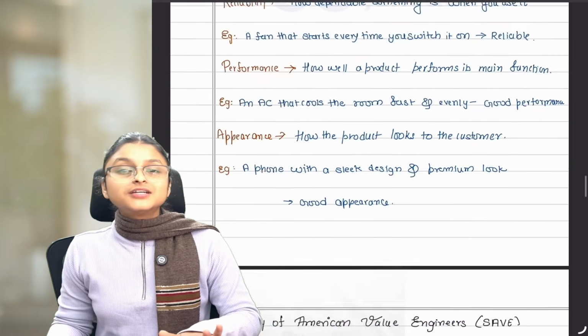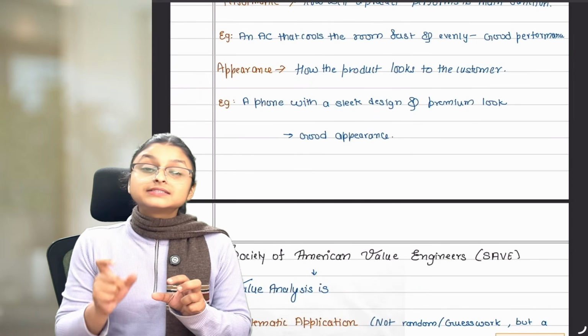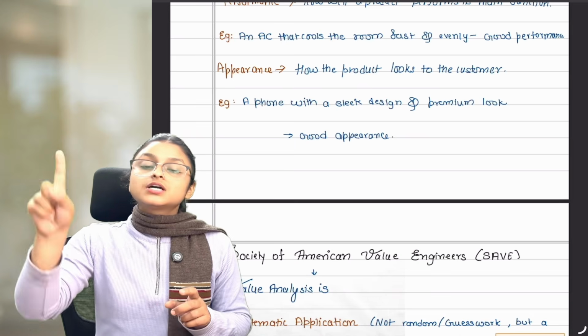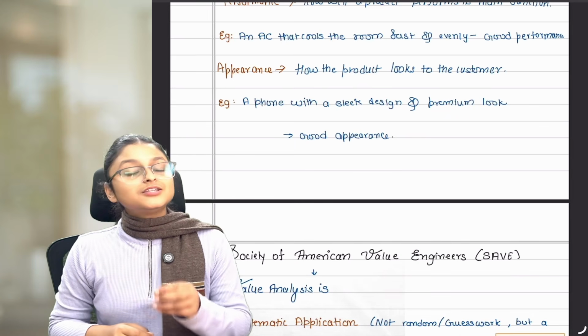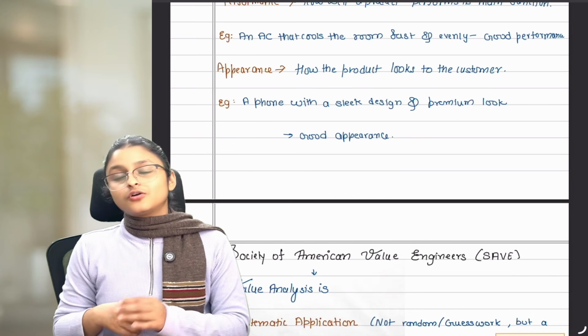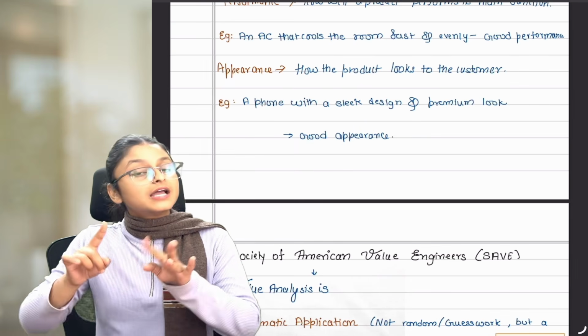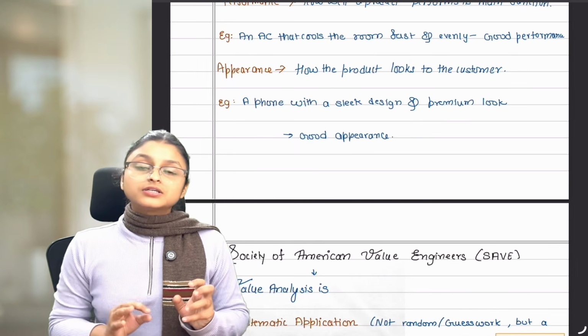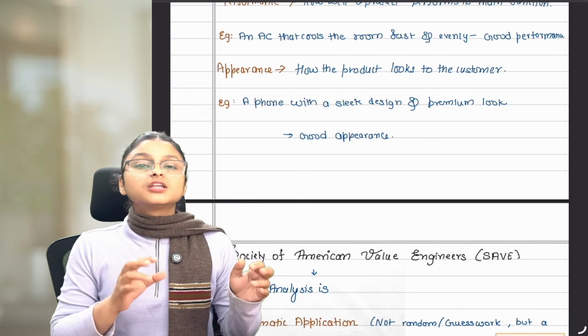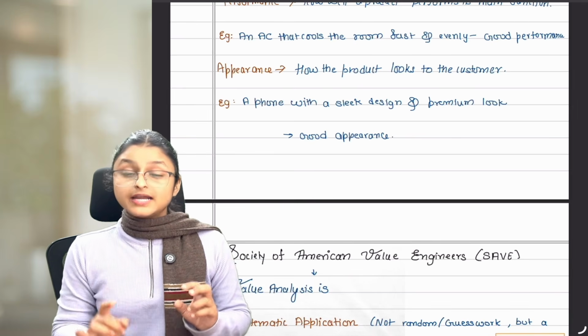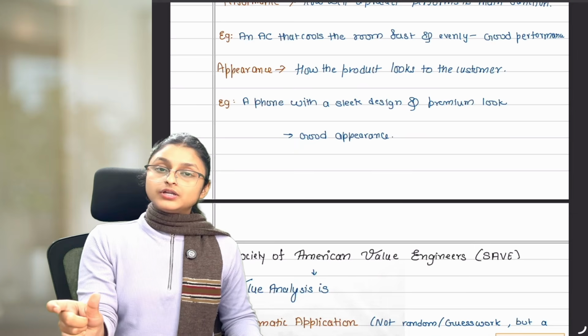So what we understood till now is that value analysis is a technique of cost control and cost reduction. It uses a scientific approach, not only logic. We will use data, facts, systematic method and logic together to decide which product or which material we should use to reduce the cost, right? So it is a technique of cost control and reduction.